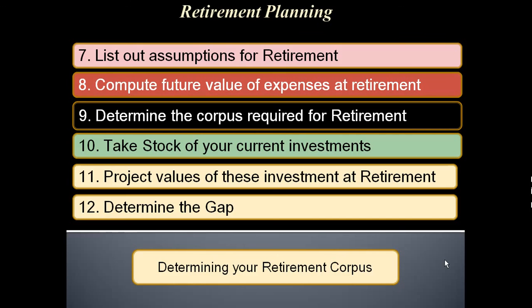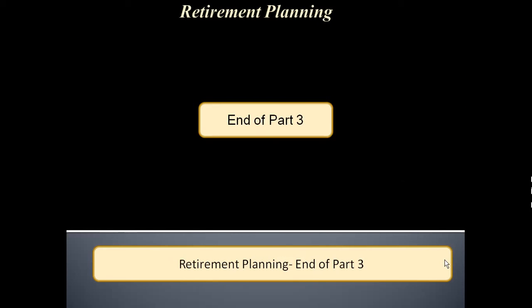The next step, of course, is to get into the ways and means of bridging the gap in your corpus, if any. Now that brings us to the end of part 3 of this session on retirement planning, and in the next session we shall see the ways and means of bridging the gap in the corpus required for your retirement.